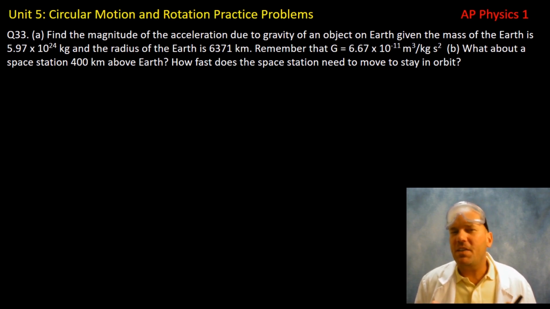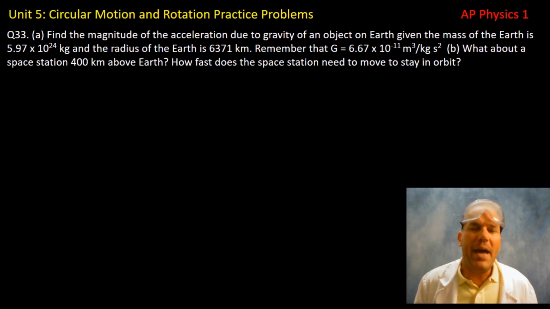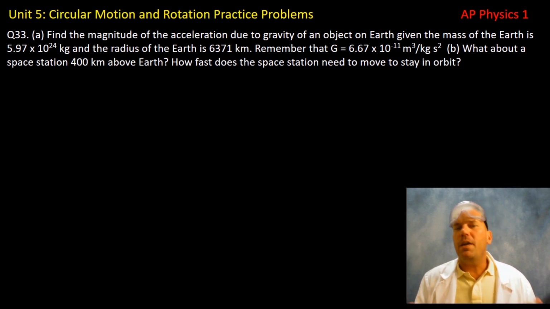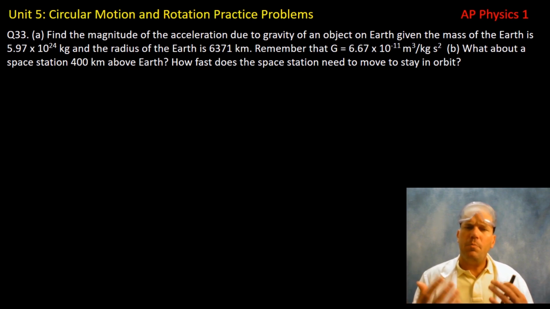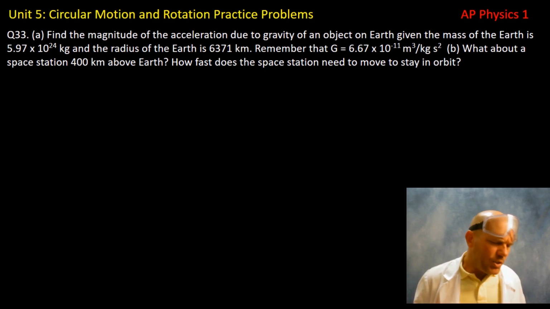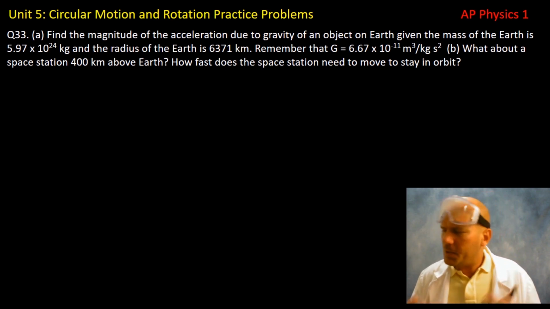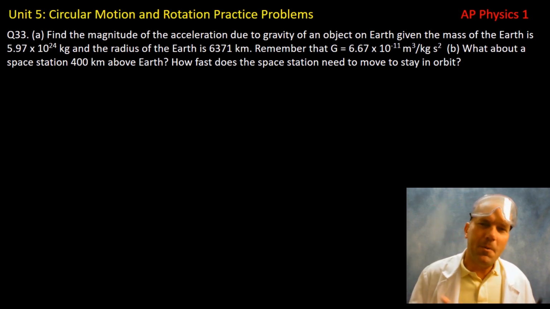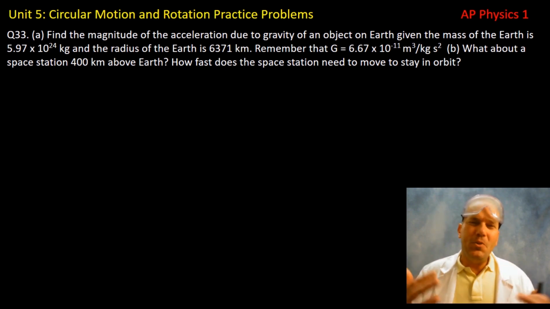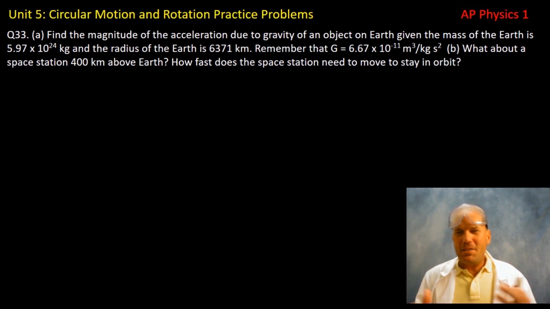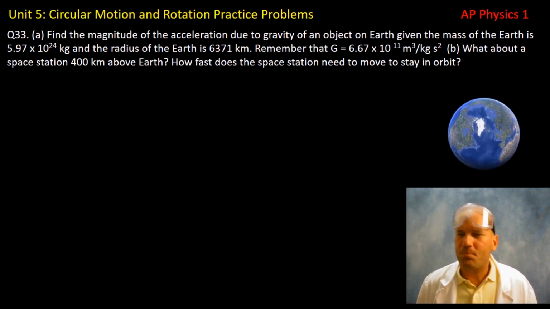Question 33. Find the magnitude of acceleration due to gravity of an object on Earth given the mass of the Earth and the radius of the Earth, and big G. This is one of those where you're going to kind of prove to yourself, what should we get? Well, we should get about 9.81 meters per second squared, or 9.81 newtons per kilogram. Let's see what happens. Let's prove it to ourselves in part A here.